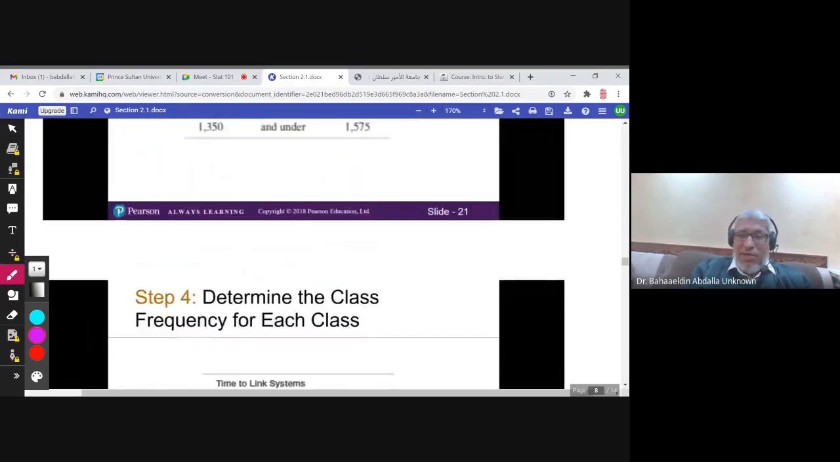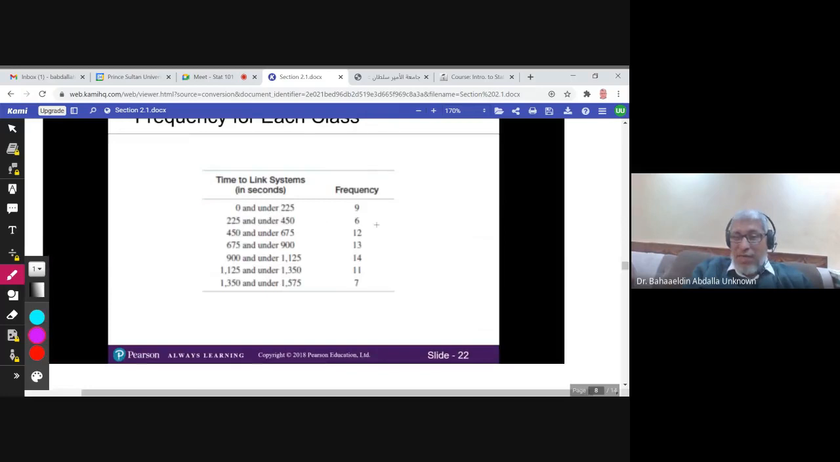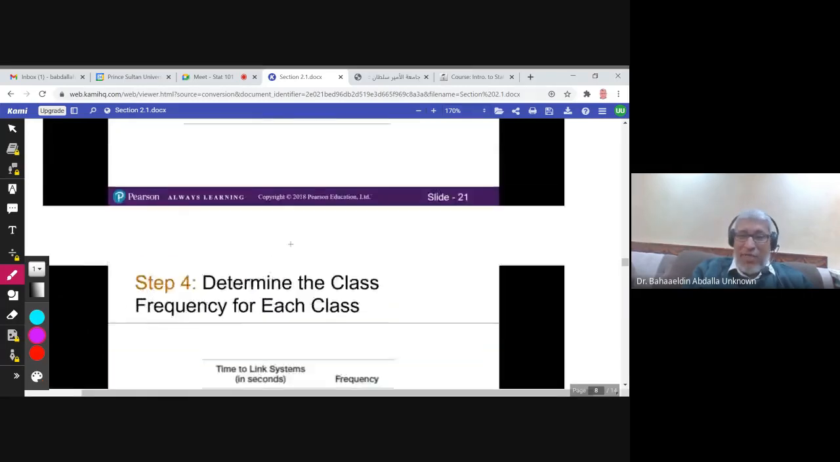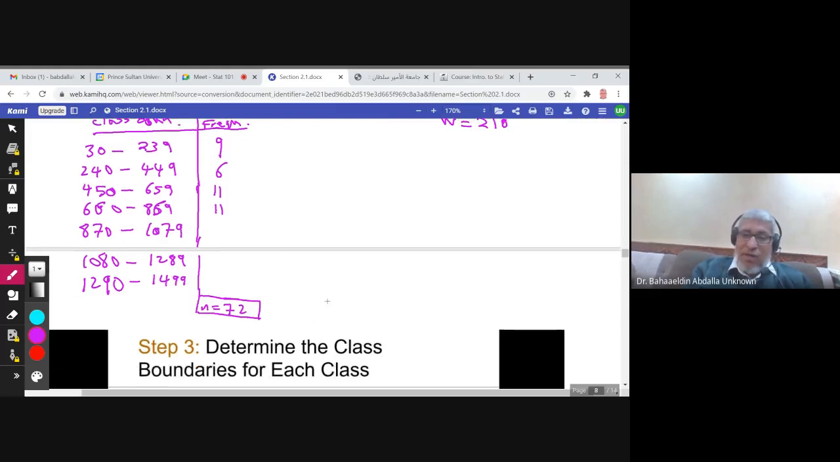This is what we need to do. After that he counted the number of classes. This is different from mine, because you'll have 12 here, because from 450 to 675, while I have from 450 to 659. There will be differences, but no problem, both are correct.